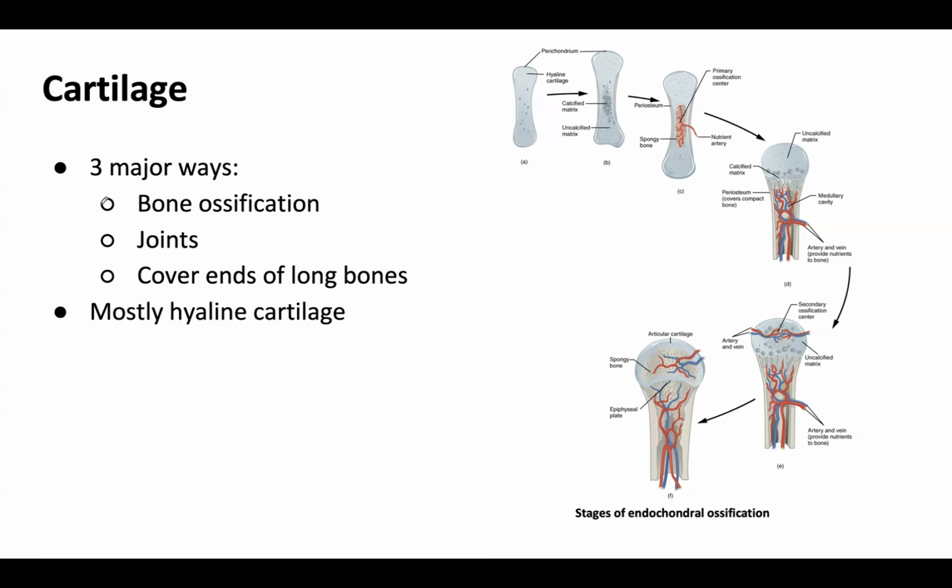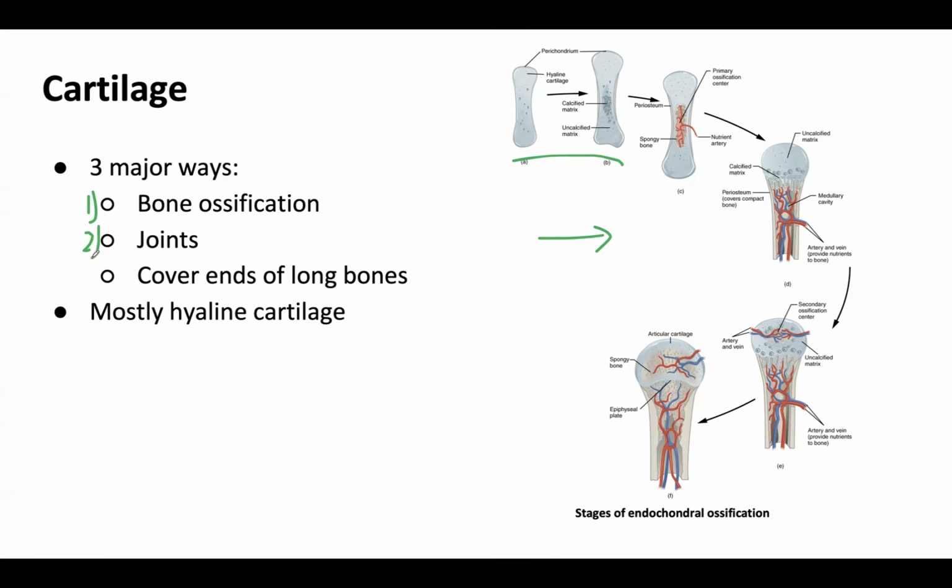The first is bone ossification, or bone formation. Most of the bones of the body are formed within and actually replace a cartilage model. Specifically, this type of ossification is called endochondral ossification. You can see the basic steps here on the right in this illustration, and we'll discuss these in more detail in an upcoming video.